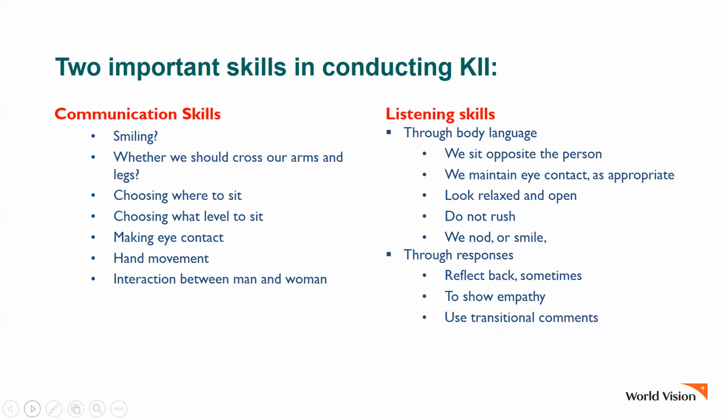Okay, two important skills in conducting the key informant interview. First is the communication skills. Again, like for example, the level of smiling, the position of your arms and legs, choosing where to sit, choosing what level to sit, making eye contact, hand movement, and the interaction between man and woman that is accepted in that context. The second skill is the listening skills, and we mentioned that it's important to pay attention to the body language of the interviewer.